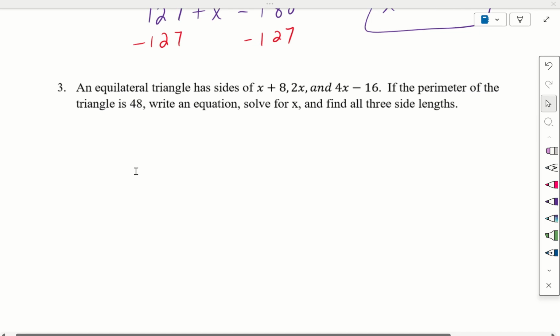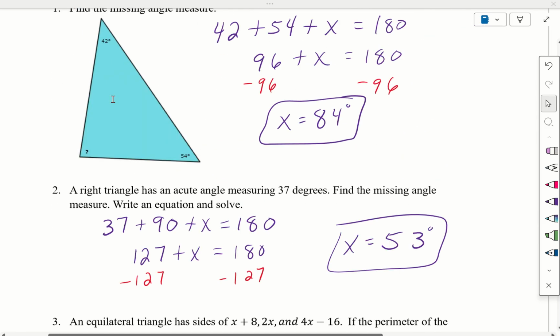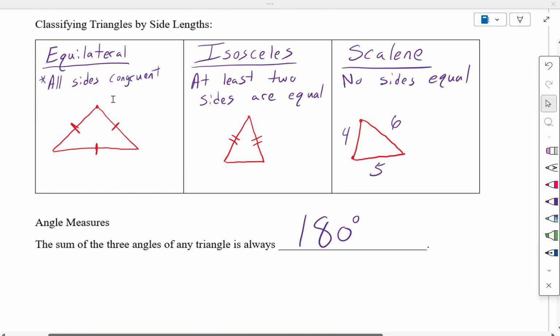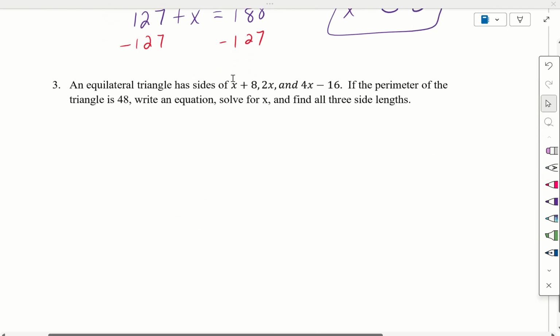All right, this one's tough, but I think you can do it. An equilateral triangle. Think about what an equilateral triangle is. Let's go back and look. An equilateral triangle, all sides are congruent. All sides are equal. An equilateral triangle has sides of x plus 8. x plus 8 is one side. 2x is one side. And 4x minus 16, that's the third side. If the perimeter of the triangle is 48, write an equation, solve for x, and find all three side lengths.